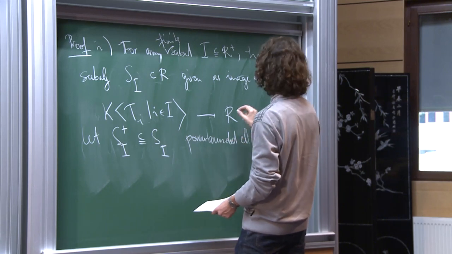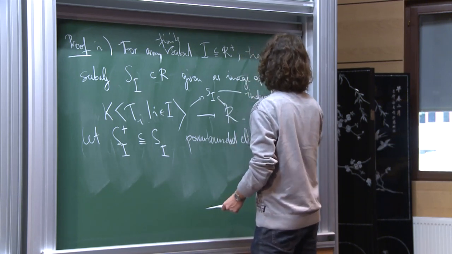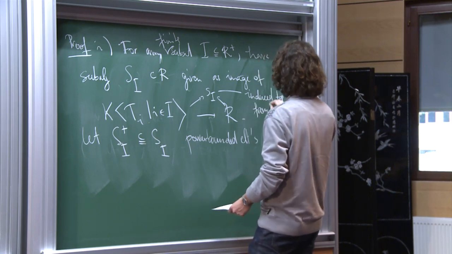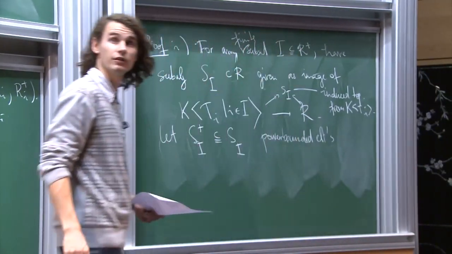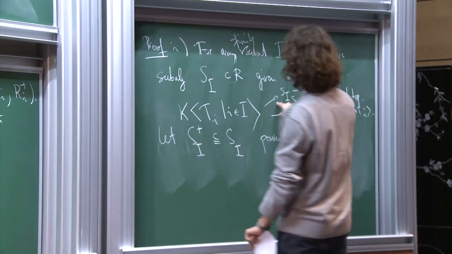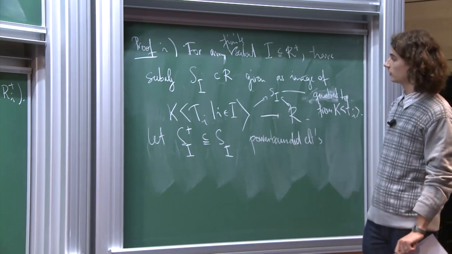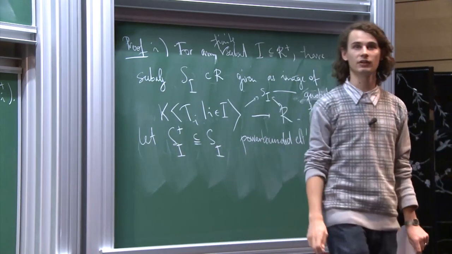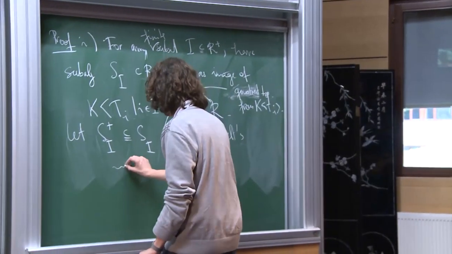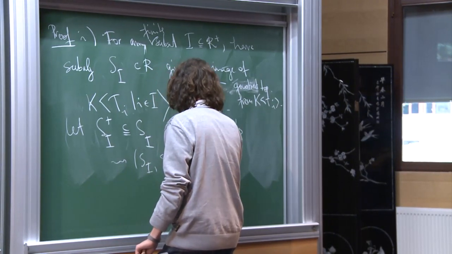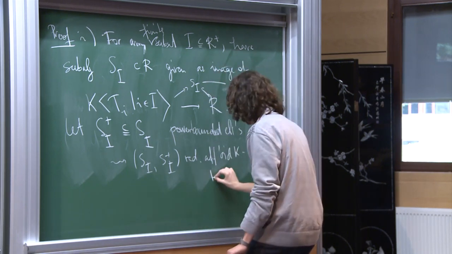And somehow this gets the induced topology from R. Now, this map is not strict, so SI does not have the subspace topology of R. It has a quotient topology. So I should say quotient, yes. In this way, this with the power bounded elements really becomes a Tate algebra of finite type. And it's reduced because it's a subring here. So a reduced affinoid K-algebra of topologically finite type.